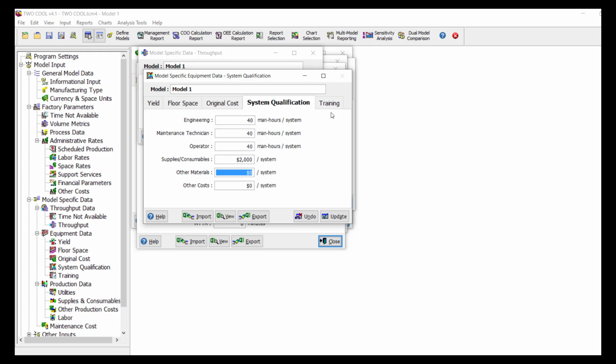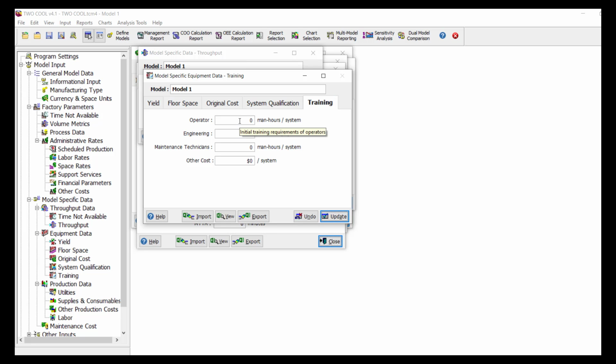The last tab deals with initial training for personnel. You only train personnel on the first piece of equipment type, and I see your projection is to ultimately have 5 such equipment. So let's take your numbers and divide by 5.